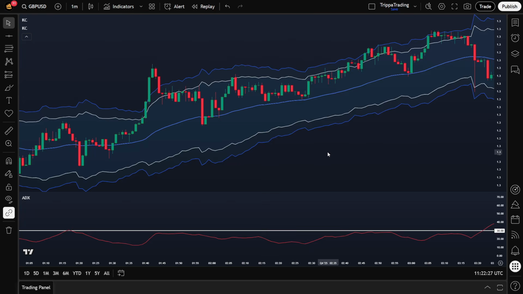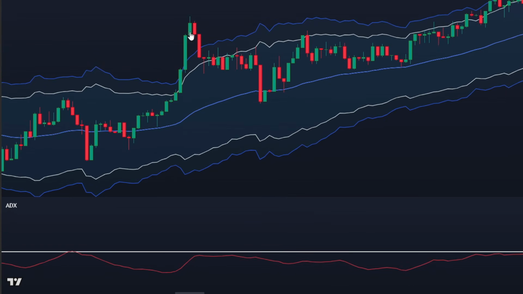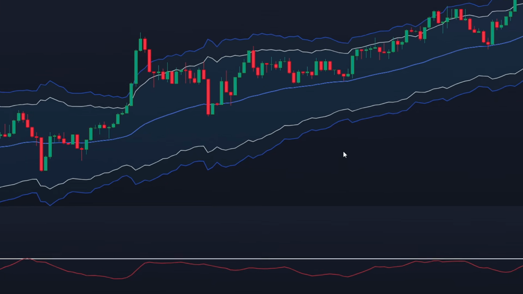For example, here price moves above the outer Keltner channel and then comes back inside the white channel, but ADX is below 30. So we skip the trade.